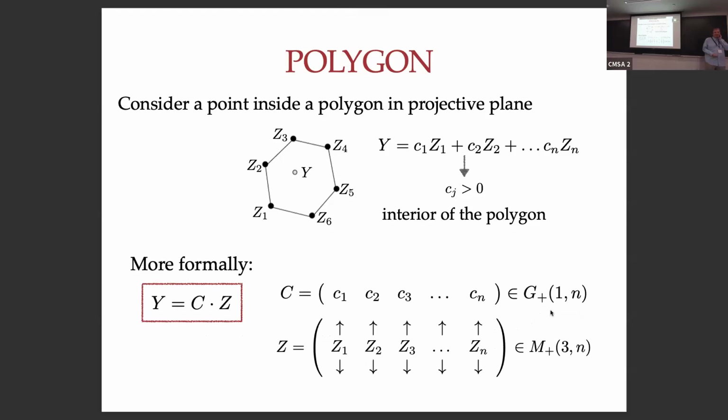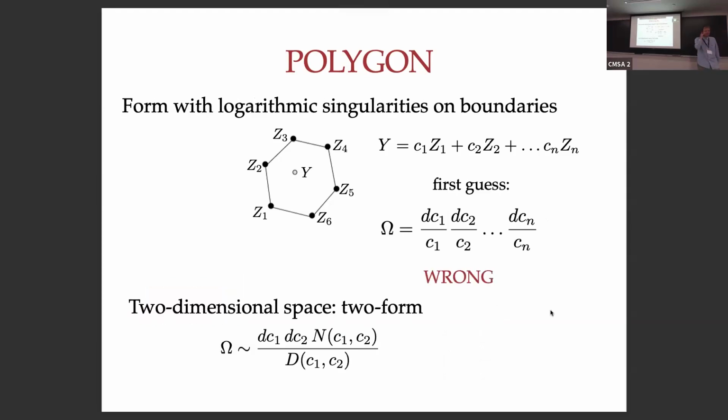So we can formally write it as y equals c dot z, where c is in the positive Grassmannian G+(1,n), it's just a row of positive numbers. And z is some 3×n matrix, which is positive also, because all the ordered 3×3 minors are positive. We don't call it a Grassmannian because we are fixing the z's, we are not moving them, so we just call it a matrix M. Okay, now what is the form on this space with logarithmic singularities on the boundary?